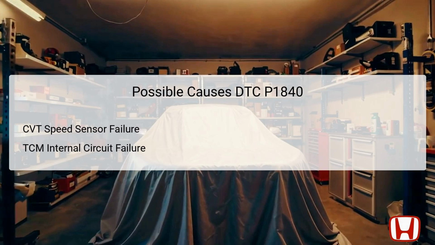First, a failure of the CVT speed sensor is a primary suspect. This could stem from internal component failure or issues with signal transmission. The sensor's inability to detect the gear's rotation accurately can lead to miscommunication with the TCM. Secondly, an internal circuit failure within the TCM can also result in improper signal interpretation or processing.